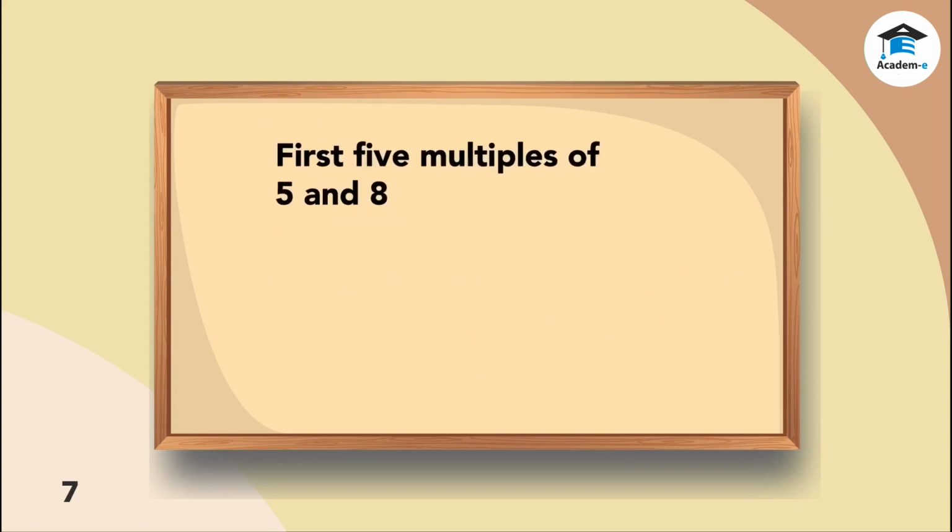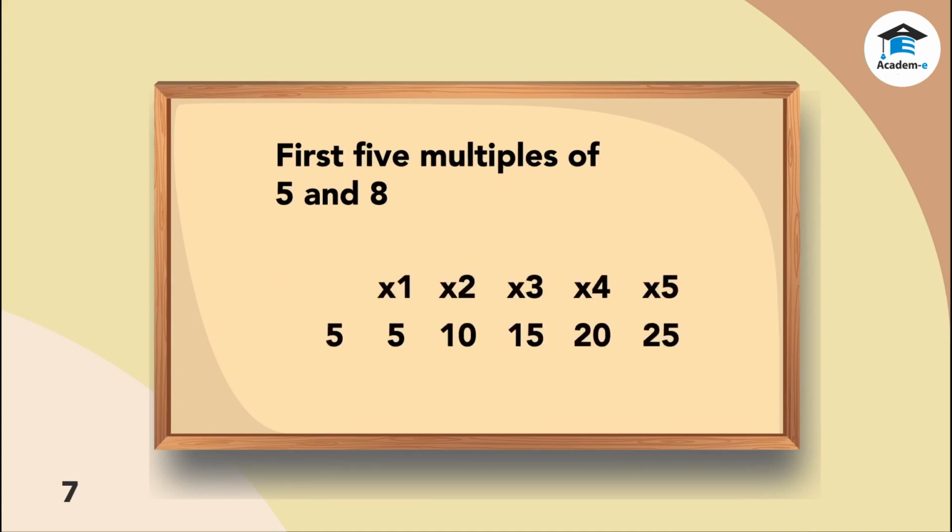Let's now list the first 5 multiples of 5 and of 8. The first 5 multiples of 5 are 5, 10, 15, 20, and 25. Great! The first 5 multiples of 8 are 8, 16, 24, 32, and 40.